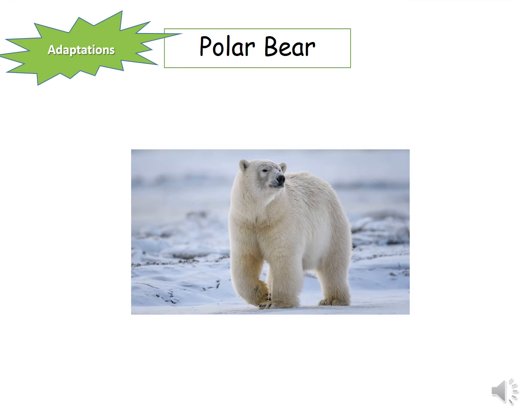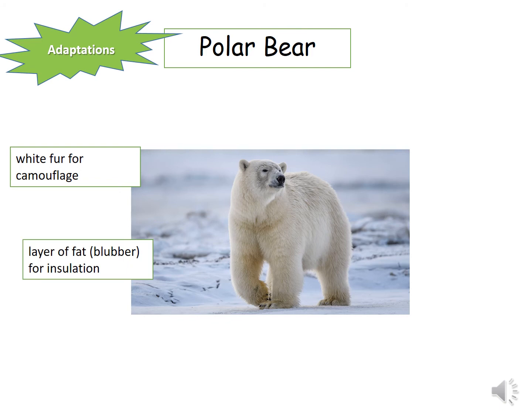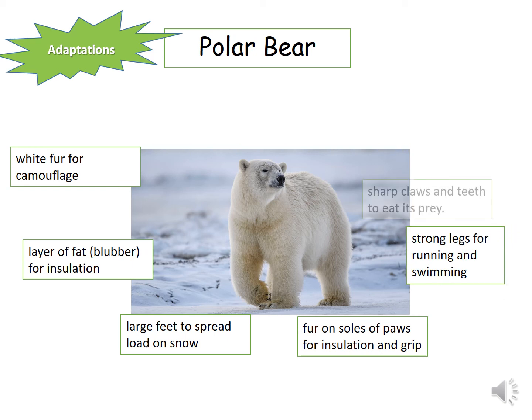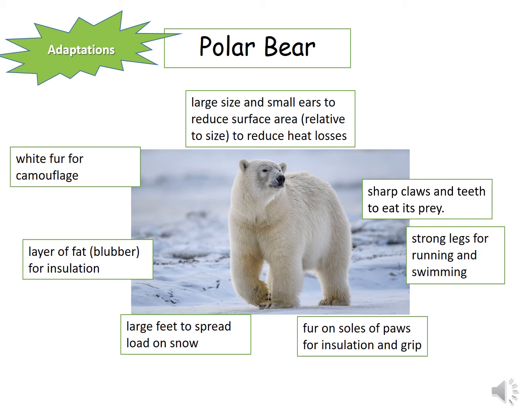Now we're going to move on to adaptations. So we can start with the polar bear. You need to know the adaptation and how the adaptation helps the polar bear to survive in its cold environment. It's got white fur for camouflage, a layer of fat or blubber for insulation, large feet to spread its load on the snow, fur on soles of paws for insulation and grip, strong legs for running and swimming, sharp claws and teeth to eat its prey, large size and small ears to reduce surface area relative to size to reduce heat losses.